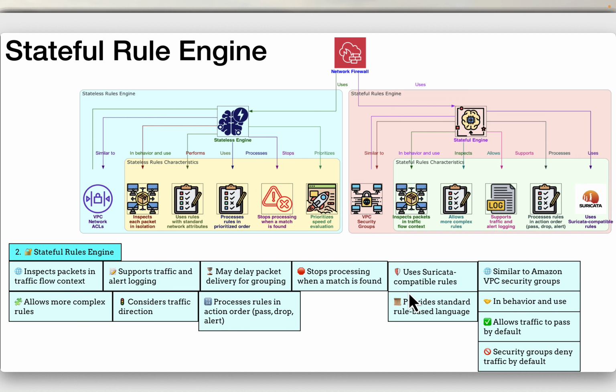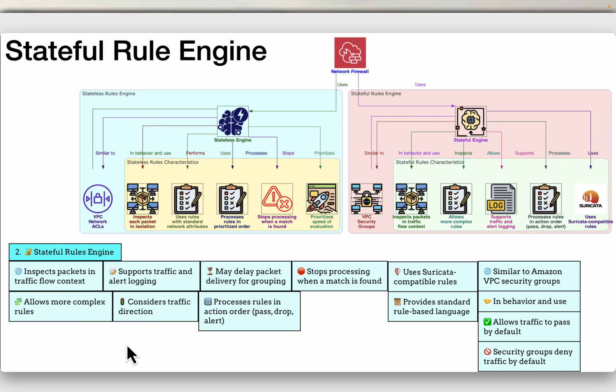Next is the stateful rules engine, which inspects packets in the context of their traffic flow. It allows you to use more complex rules and allows you to log network traffic and to log Network Firewall alerts on traffic. Stateful rules consider traffic direction. The stateful rules engine might delay packet delivery in order to group packets for inspection. By default, the stateful rules engine processes your rules in the order of their action setting, with pass rules processed first, then drop, and then alert. The engine stops processing when it finds a match.